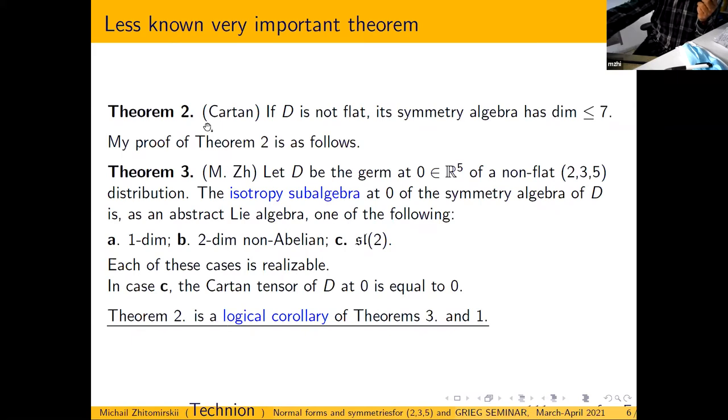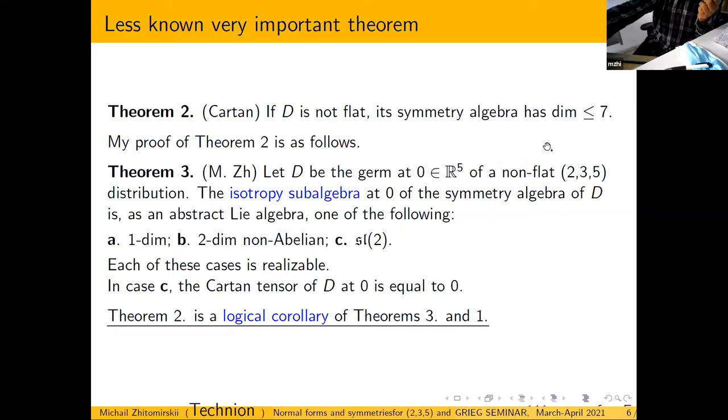So probably you agree that theorem 2 is a logical corollary of theorem 3 and the Cartan-Tanaka theorem 1. Why? It's a logical corollary because assume, to get a contradiction, that the symmetry algebra has dimension eight or more. Then its isotropy is obliged to be SL2, because isotropy cannot be one-dimensional or two-dimensional, since the dimension of the symmetry algebra is not bigger than five plus the dimension of isotropy. So if it is eight or more, then we have the only option SL2. But in this case, as I claimed, the Cartan tensor at zero is equal to zero.